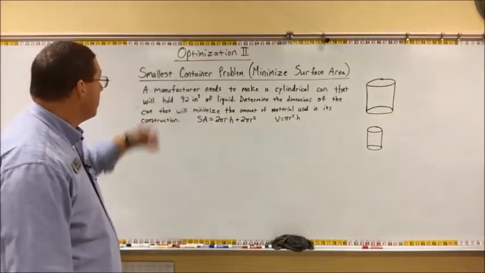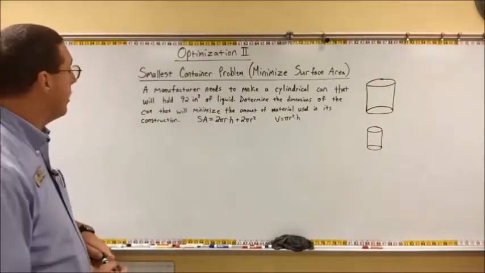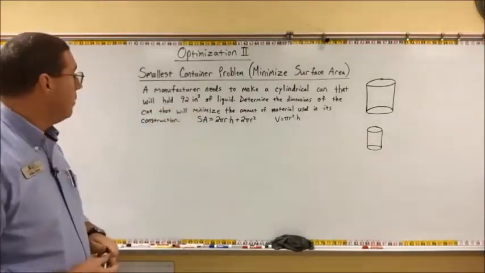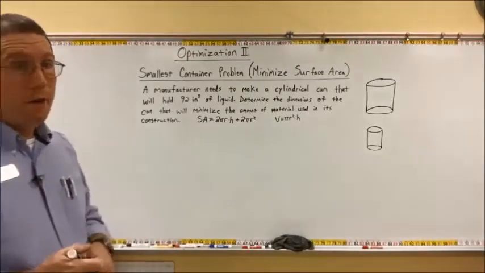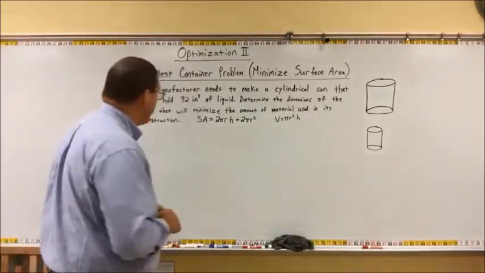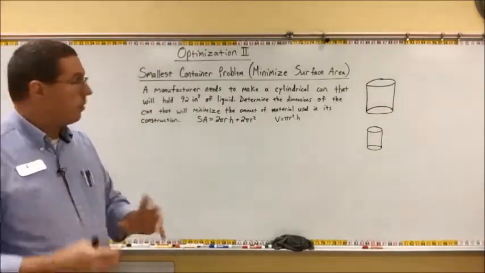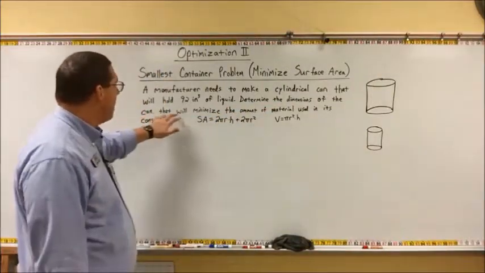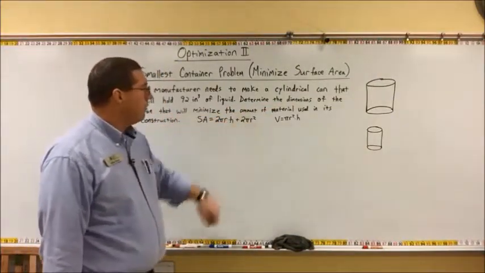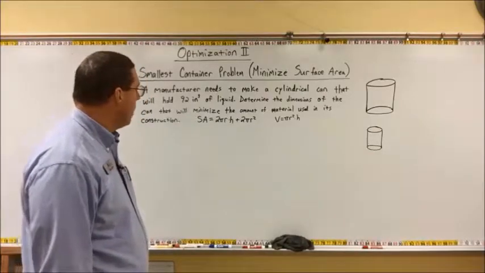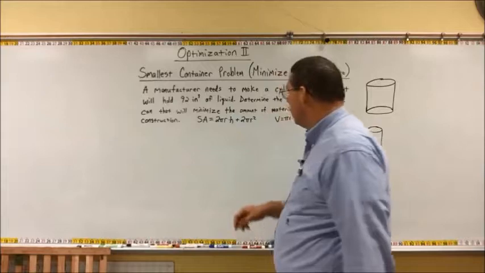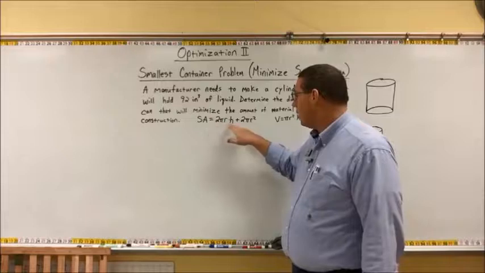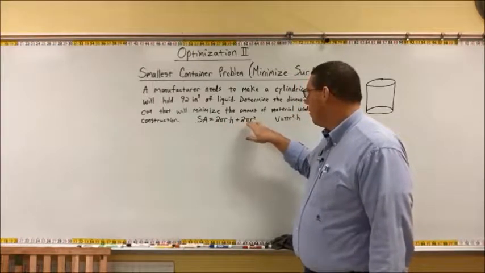So the question says a manufacturer needs to make a cylindrical can that will hold 92 cubic inches of liquid. Now that's kind of a big can, okay? I think it's close to a liter. So now we're talking a little bit of a bigger can than a soda can. Determine the dimensions of the can that will minimize the amount of material used in its construction. And you may not know this, but I'm going to go ahead and give you the formula for the surface area of a cylinder: 2 pi r times h plus 2 pi r squared.